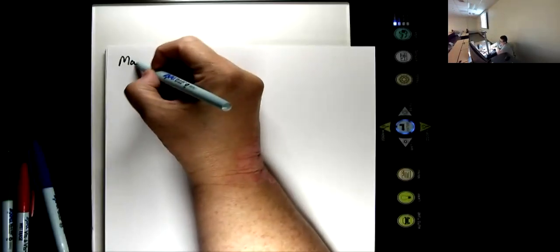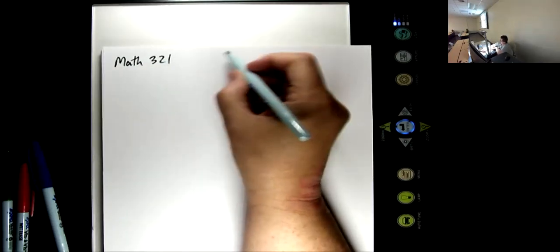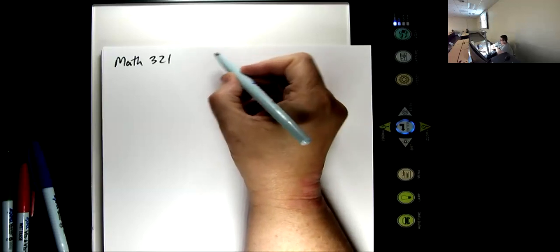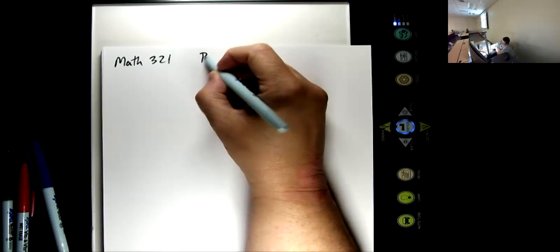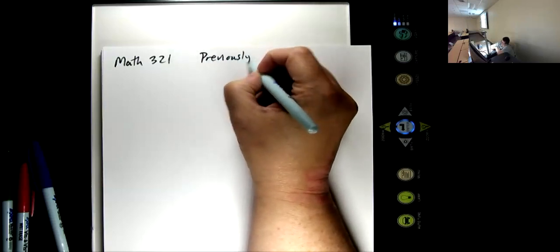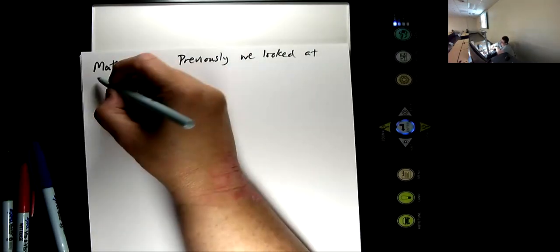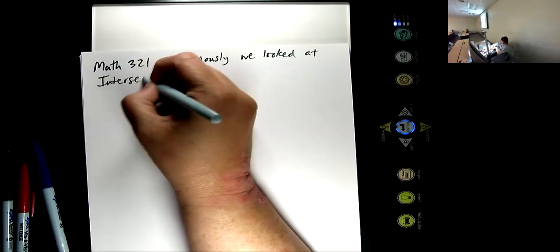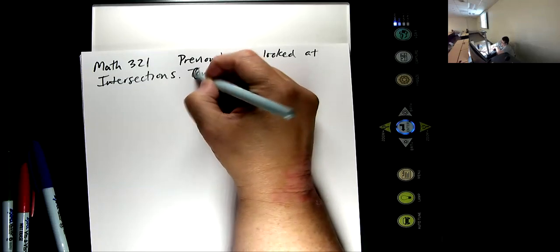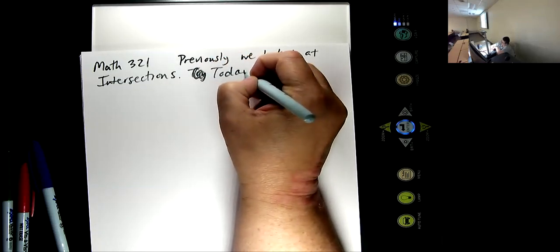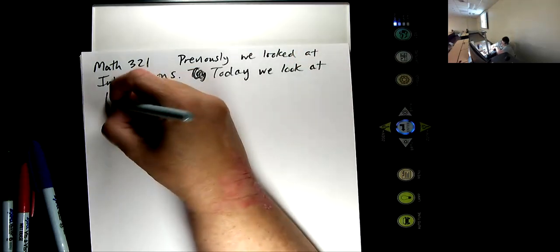All right, Math 321. This is what we're doing today. Two days ago, during our previous session, we looked at intersections. Today, we look at unions. Unions of sets.